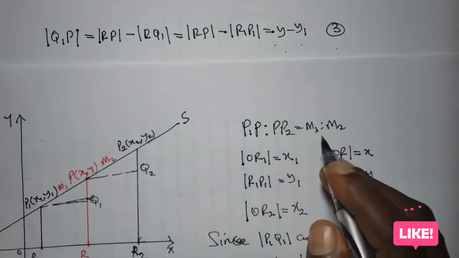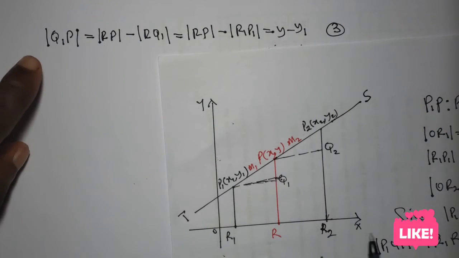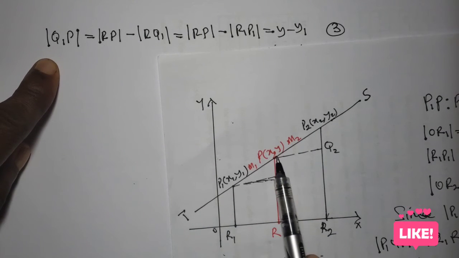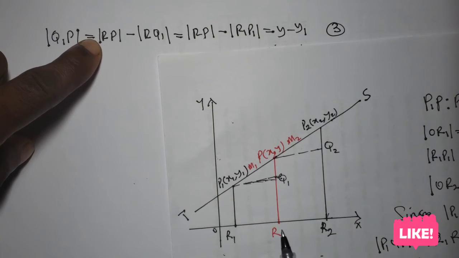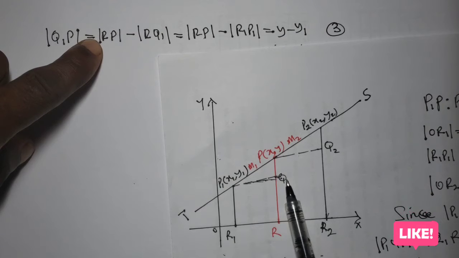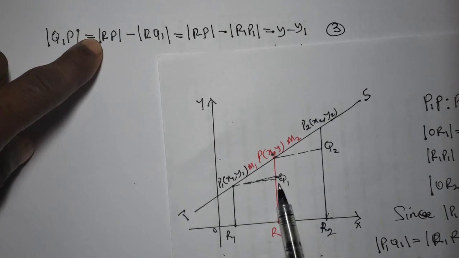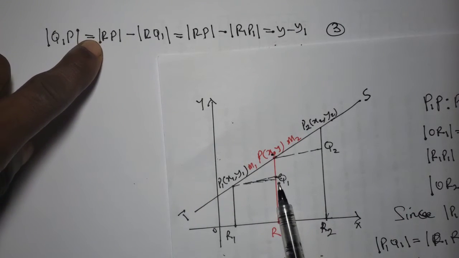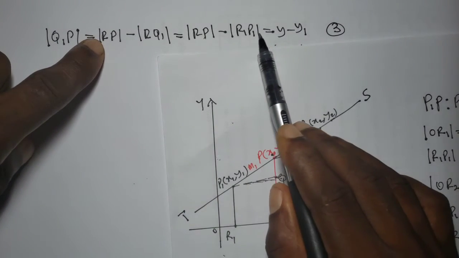Let's look at it again together. So we're saying that Q1P, this line here, is equal to RP minus RQ1, of course. For us to get this small line from Q1 to P, we say, okay, RP minus RQ1. That is correct. And it is equal to RP again minus R1P1.